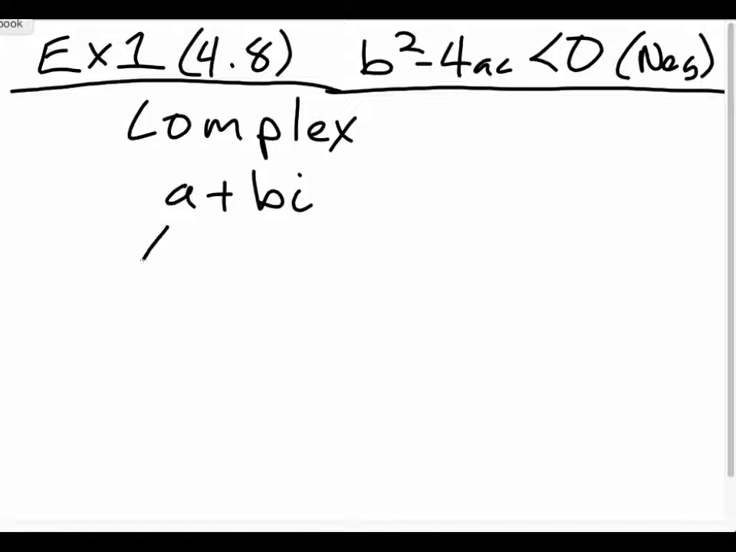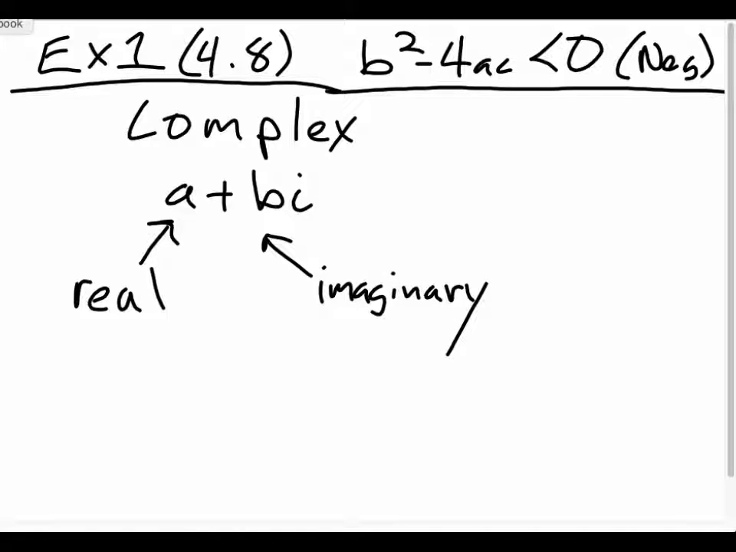that looks like this, where this is what we call the real component of the number, and this is what we call the imaginary. Basically, the square root of -1 is equal to i. i squared is equal to -1.